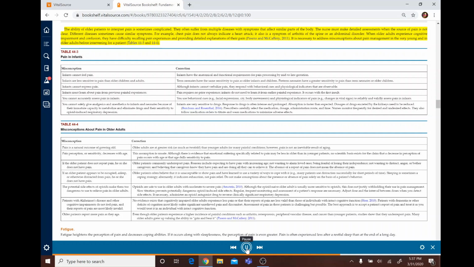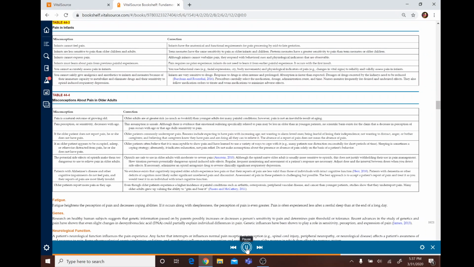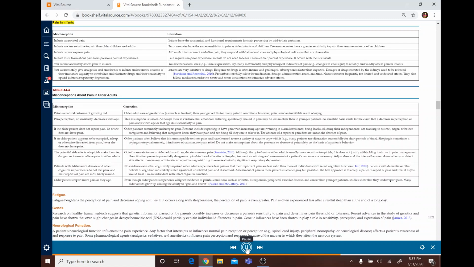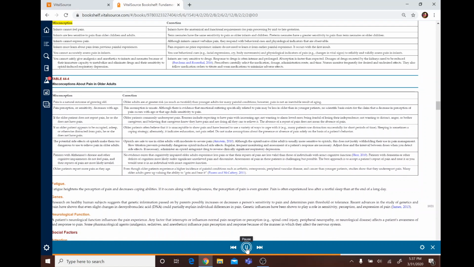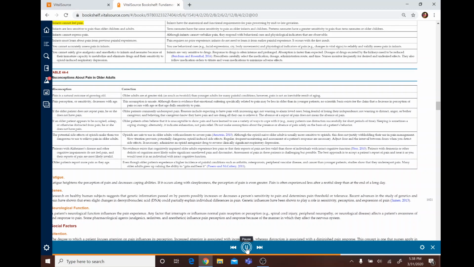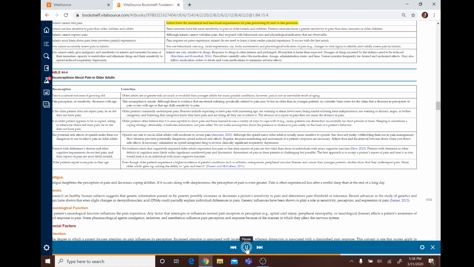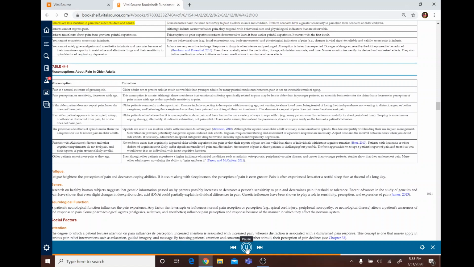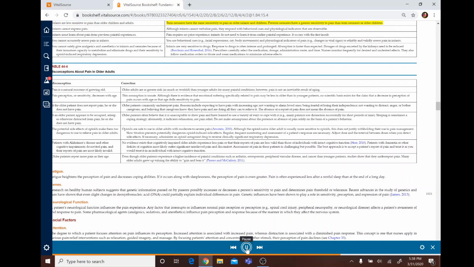It is necessary to address misconceptions about pain management in the very young and in older adults before intervening for a patient. Tables 44-3 and 44-4. Table 44-3. Pain in infants. Misconception. Correction. Infants cannot feel pain. Infants have the anatomical and functional requirements for pain processing by mid to late gestation. Infants are less sensitive to pain than older children and adults. Term neonates have the same sensitivity to pain as older infants and children. Preterm neonates have a greater sensitivity to pain than term neonates or older children.